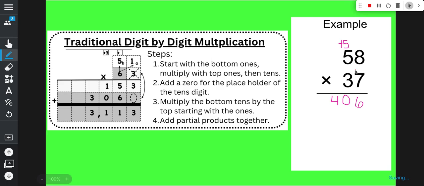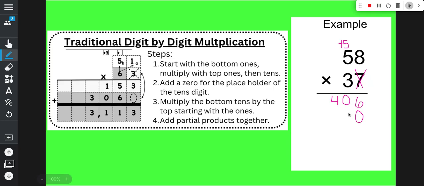I have now multiplied all of the digits by the 7. So I'm going to cross it out. And I'm going to put a 0 down for my next part. Because now I'm multiplying the 3 by the top digits. But the 3 is really not a 3. The 3 really is a 30. So we need to have that 0 to hold all of our digits in the correct place value.